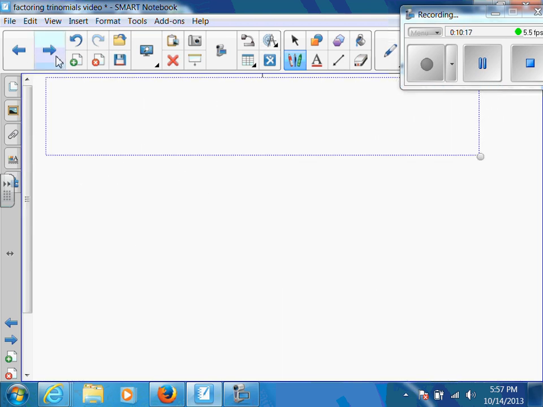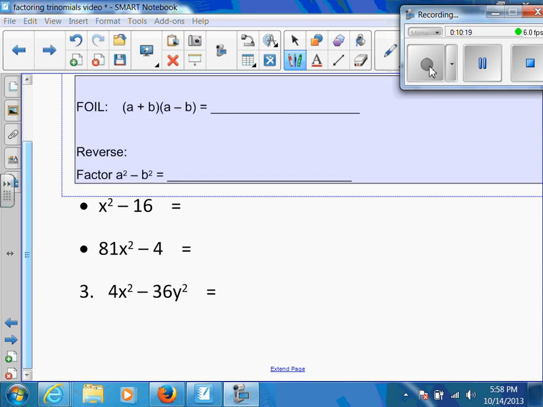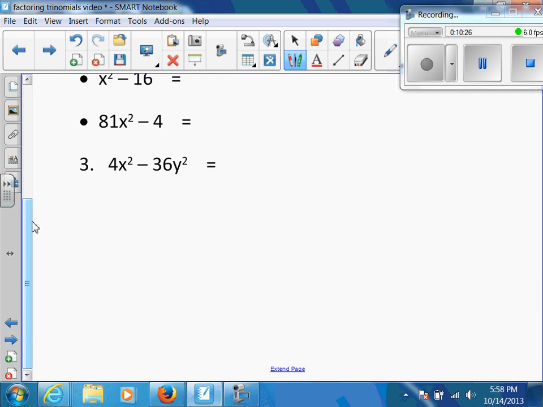Alright, let's look at our third problem. Third problem looks a little bit differently because it has two variables. So to start with, let's act like the y squared is not there. So I'm just going to factor 4x squared minus 36. Note it's already in descending order.